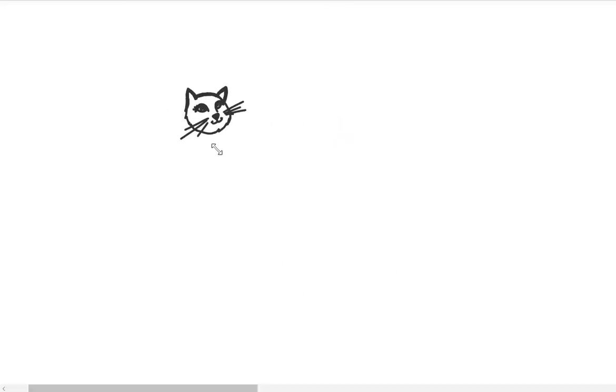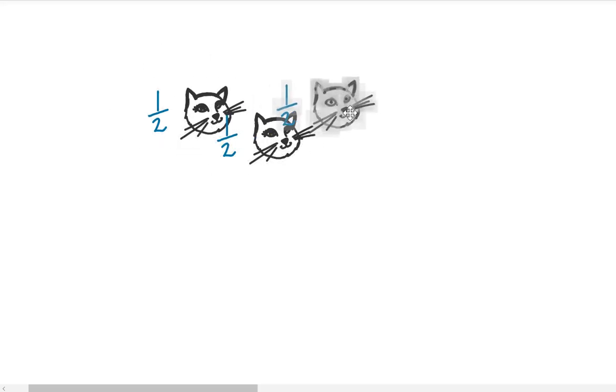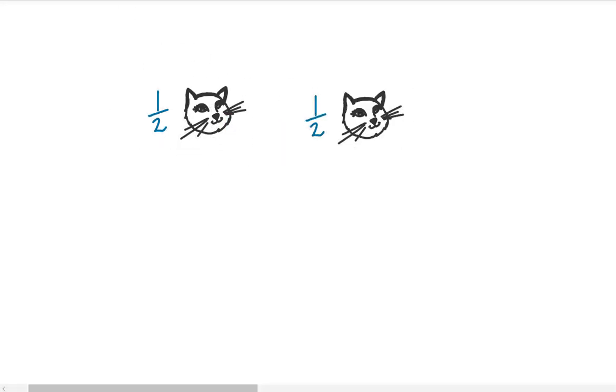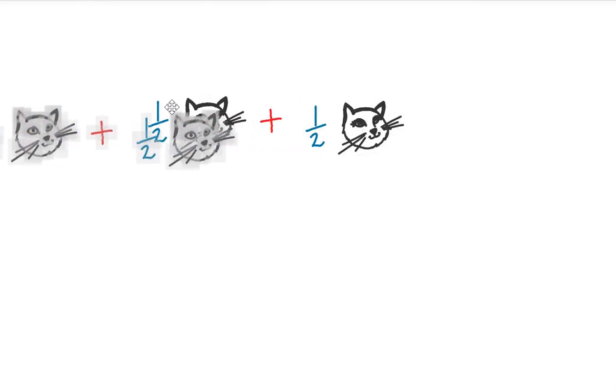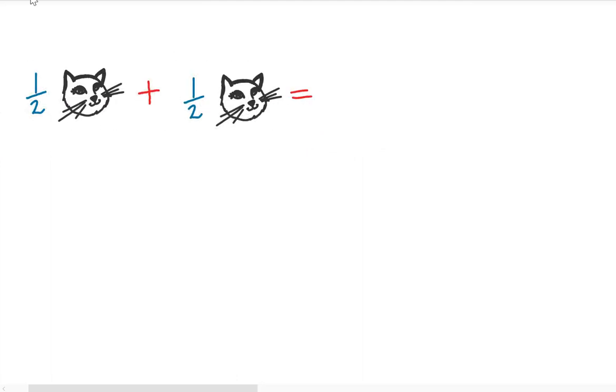I want you to suppose you have a cat. Well, half a cat. Furthermore, suppose that someone gives you another half a cat. And if we assume that you haven't got two of the same ends, then half a cat plus half a cat should be a whole cat.